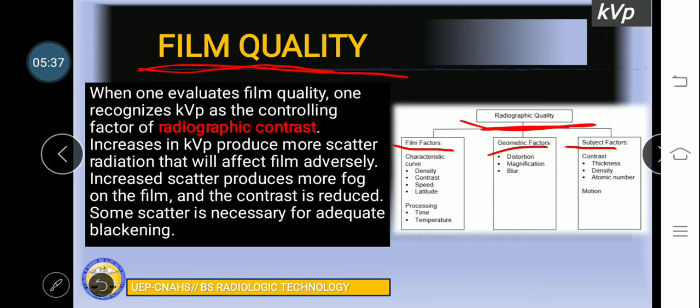Under the film factors, as you can see, there is radiographic contrast. And we all know that radiographic contrast is controlled by the kilovolt peak. Some of these factors will be discussed sooner.